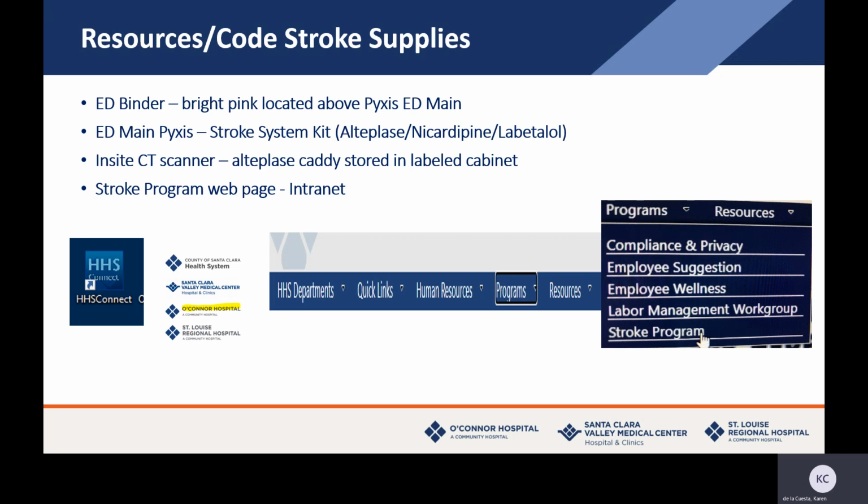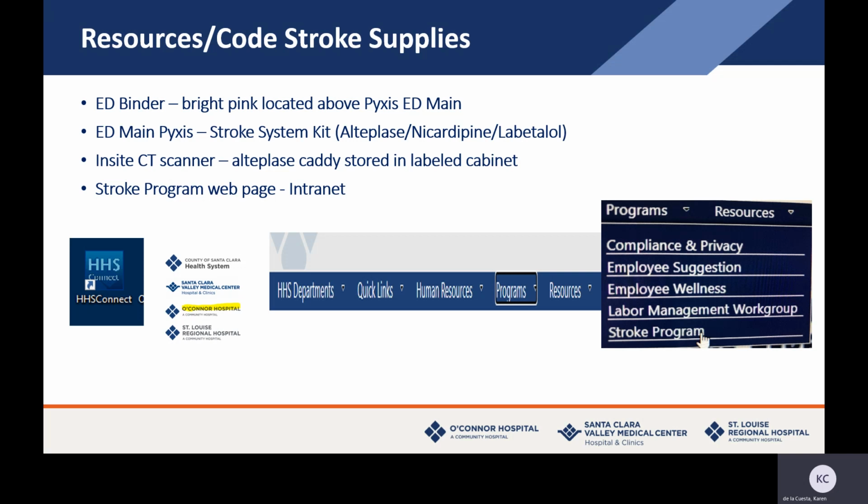Also above the Pyxis is your ED code stroke alert box. So once we get the ring down, we get the patient registered, then we're able to pull our stroke kit from the Pyxis. What's in your stroke kit? Alteplase, nicardipine, and labetalol. As we know, it's all about anticipation, getting that patient ready for thrombolytic administration.